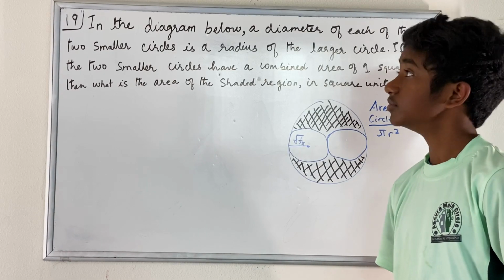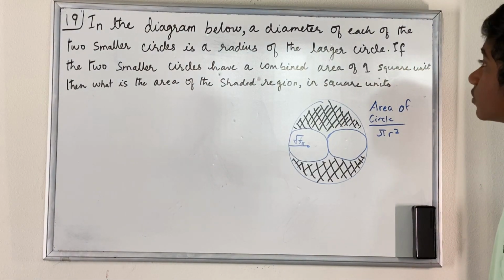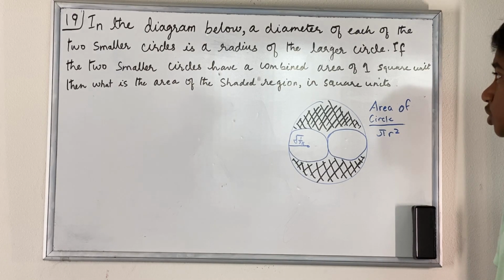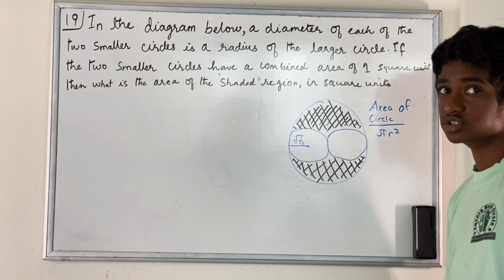Problem number 19. In the diagram below, a diameter of each of the two small circles is the radius of the larger circle. If the two smaller circles have a combined area of 1 square unit, then what is the area of the shaded region in square units?